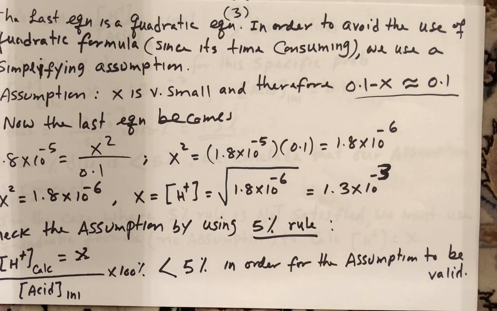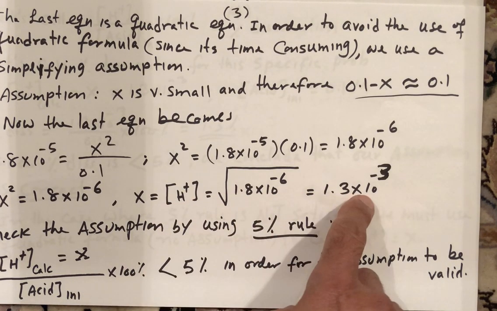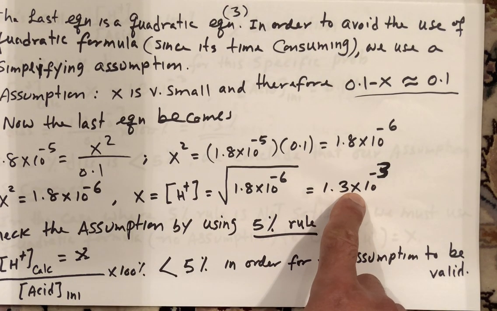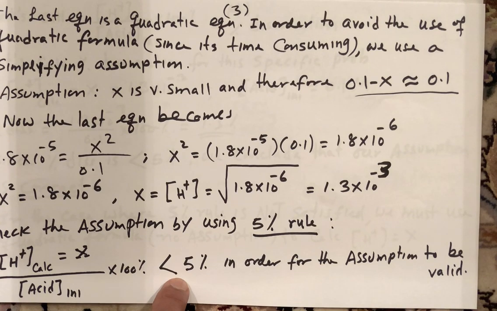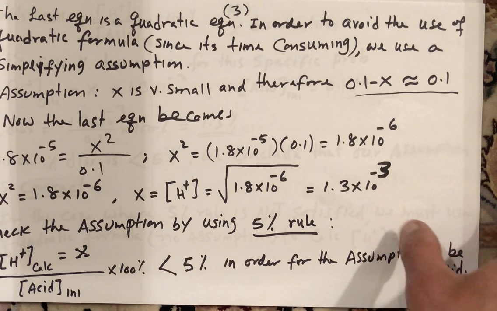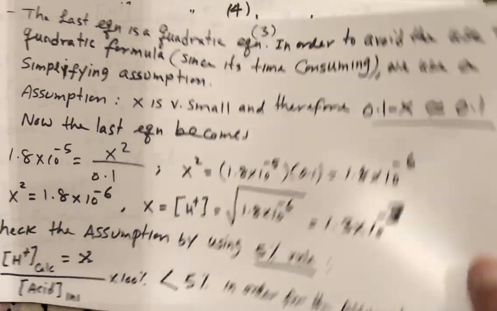So let's check the assumption. Again, the X calculated, which is this number, divided by the initial acid concentration times 100% must be less than 5% for the assumption to be valid. And therefore, we can justify not using the quadratic formula. Okay, so let's go to the next slide.